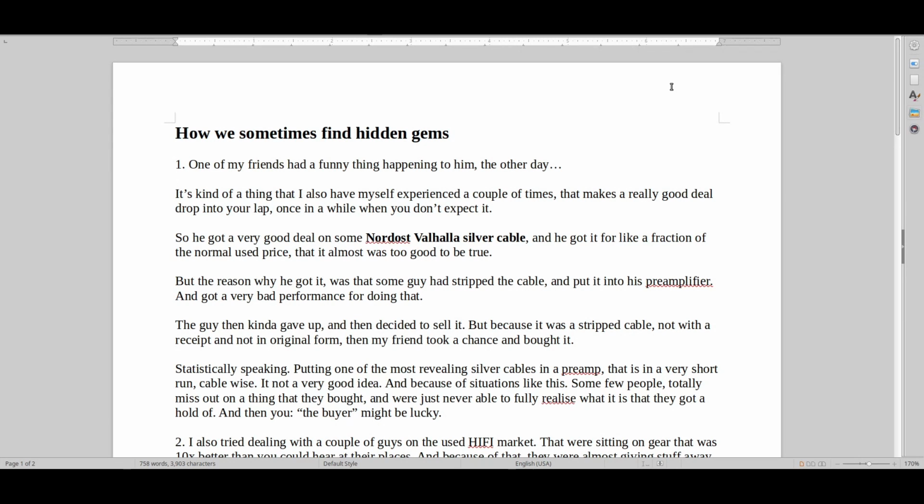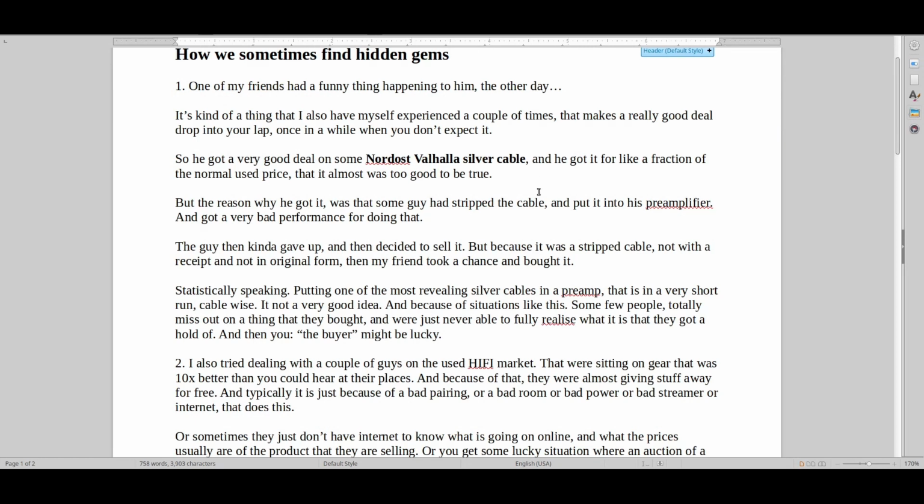So he got a very good deal on some Nordost Valhalla silver cable, and he got it for a fraction of the normal used price, and it was almost too good to be true. But that's kind of the reason why he got it, because the guy had stripped the cable and put it into his preamplifier, and somehow he got a very bad experience from doing that.